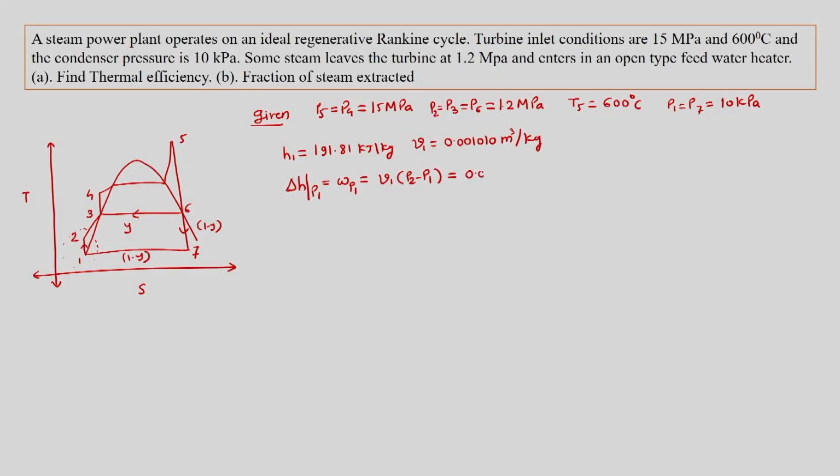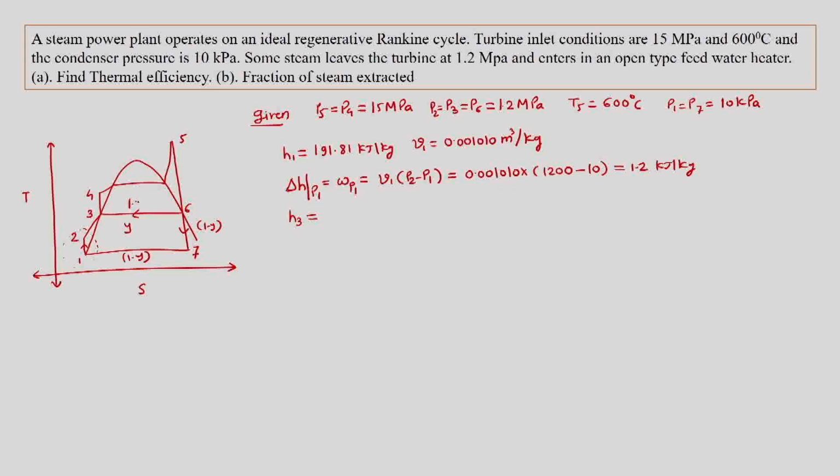So, V1 is known: 0.001010 into P2, which is 1200 since it is 1.2 megapascal, minus 10, and this gives us a value of 1.2 kilojoule per kg. So, this is the value of delta H P1.